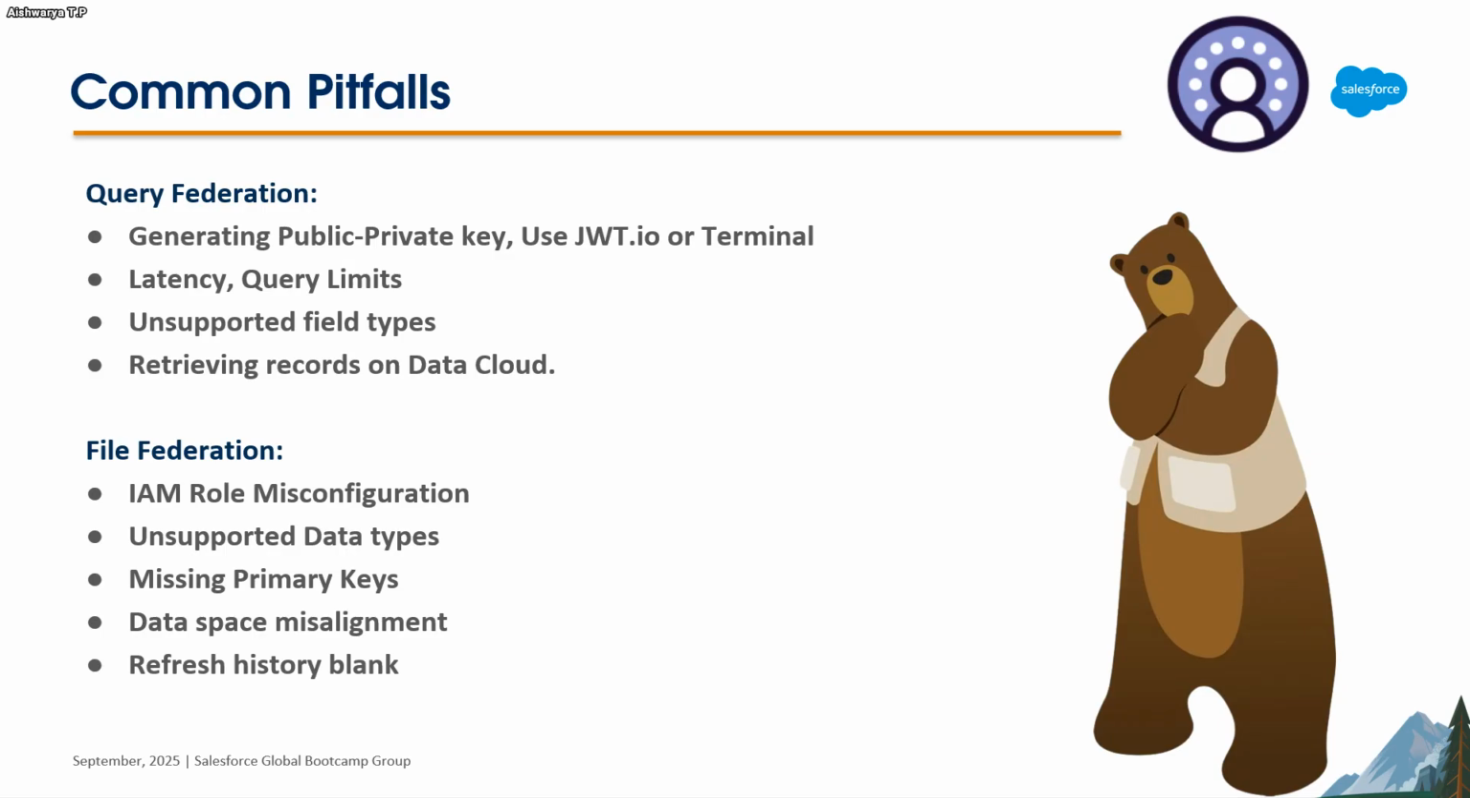Then missing primary keys. A primary key plays a major role in file federation, so you need to keep a proper primary key. If you don't have one, you need to create a primary key for your file in Snowflake, and also in Data Cloud, you need to map it accordingly while ingesting. Then data space misalignment. While working on Data Cloud, you should have a well pre-planned blueprint in front of you of what you are going to do in your implementation phase.